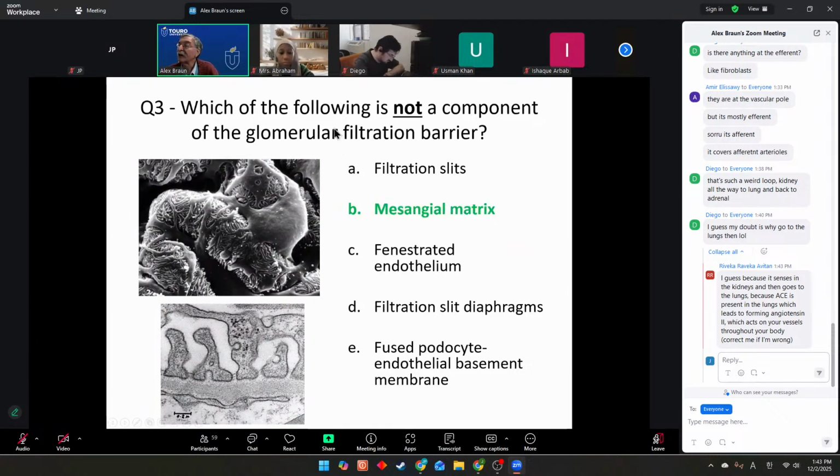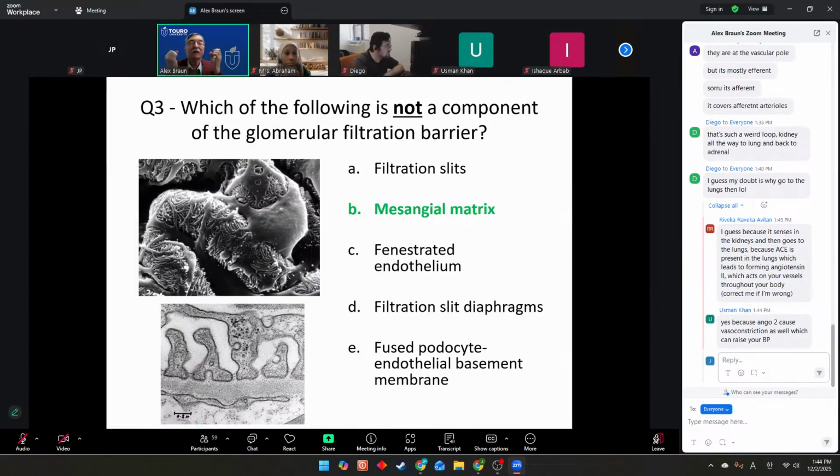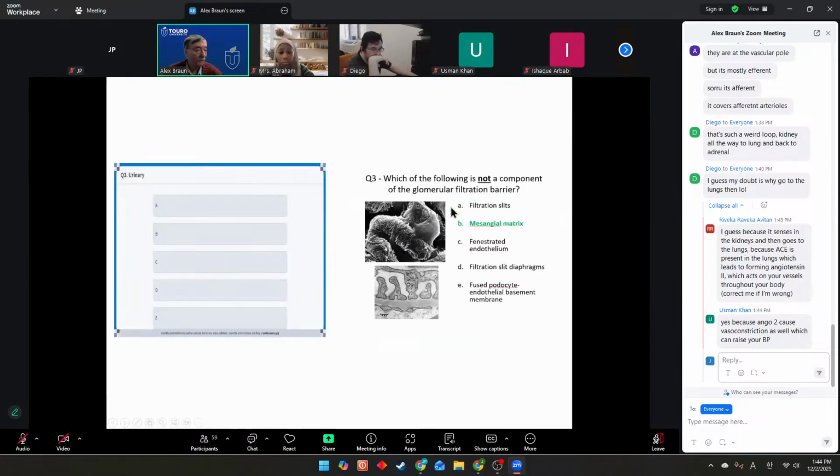So what is not a component of the glomerular filtration barrier? I just mentioned three things which are components of the glomerular filtration barrier. Mesangial cells or mesangial matrix are not part of the glomerular filter. The mesangium supports the capillaries. It's like a pedestal or stalk supporting the capillary loops, but it is not part of the glomerular filter per se. Okay? It is a stalk supporting the glomerular capillary loops, but it's not part of the glomerular filtration barrier or glomerular filter per se. So let's vote for that.